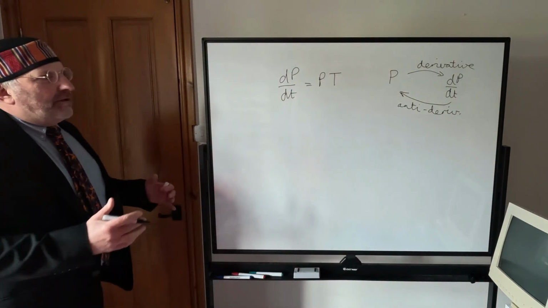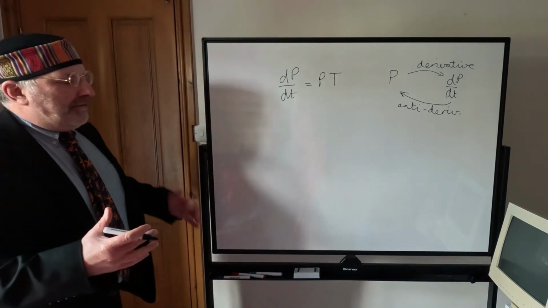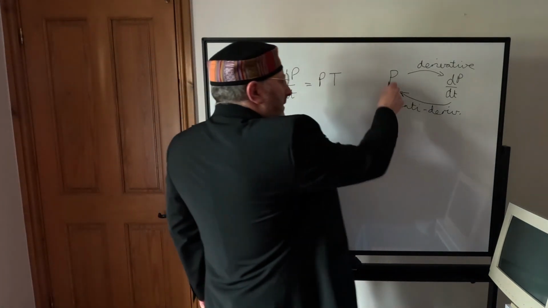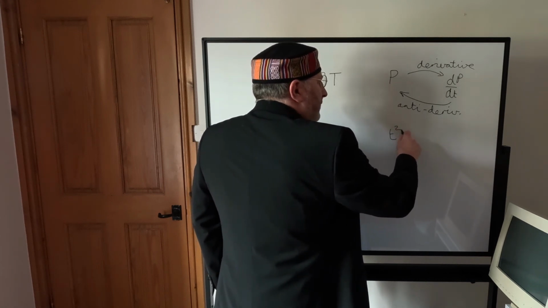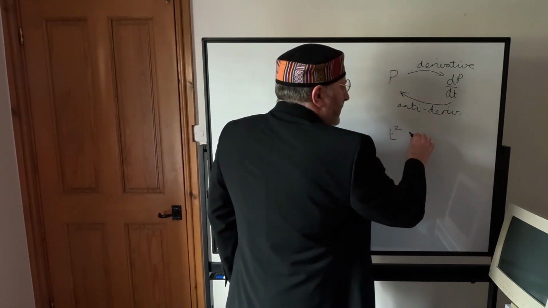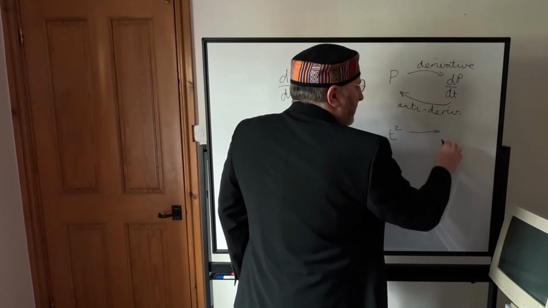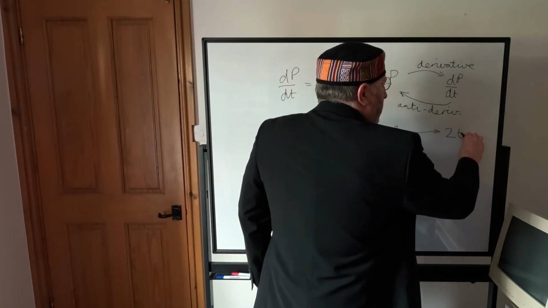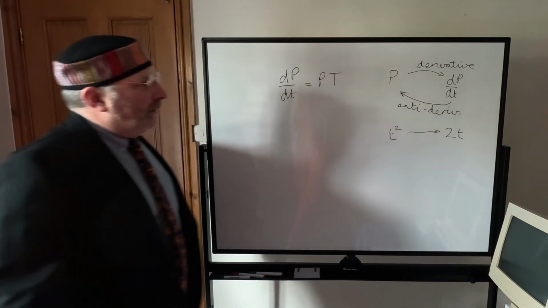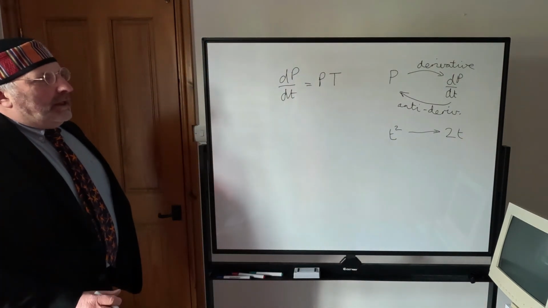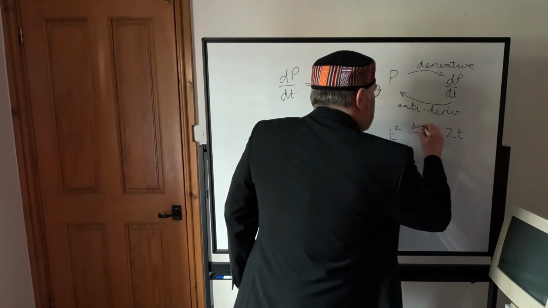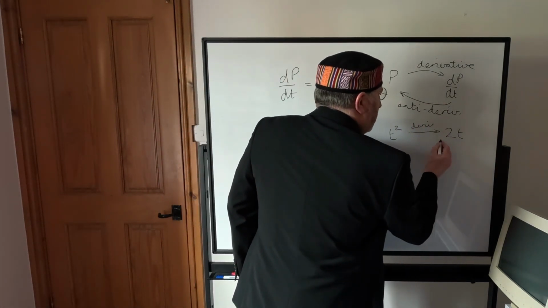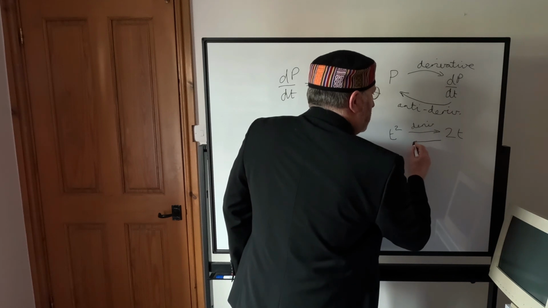Now, finding the antiderivative is not conceptually very difficult. In our case that we've been looking at, the formula for p was t squared, and we know that the derivative of that is 2t. That's what we worked out. And so if that's the derivative, then the antiderivative of 2t is t squared.